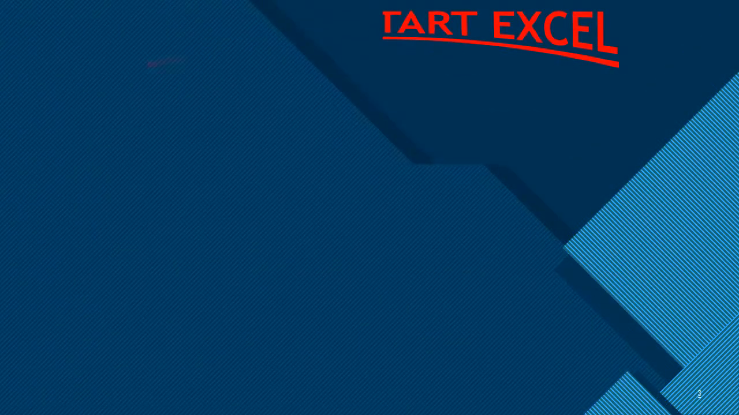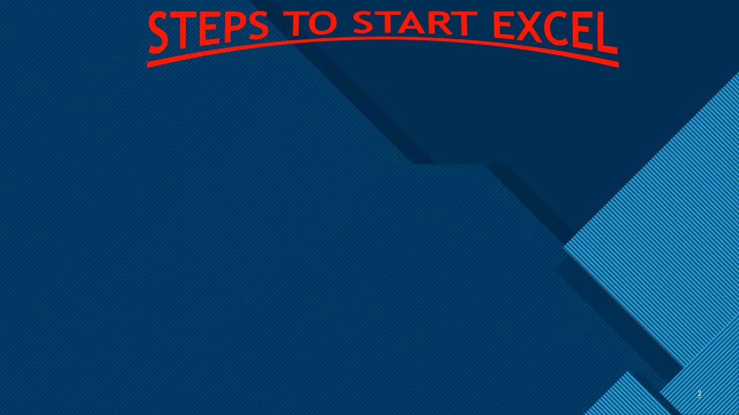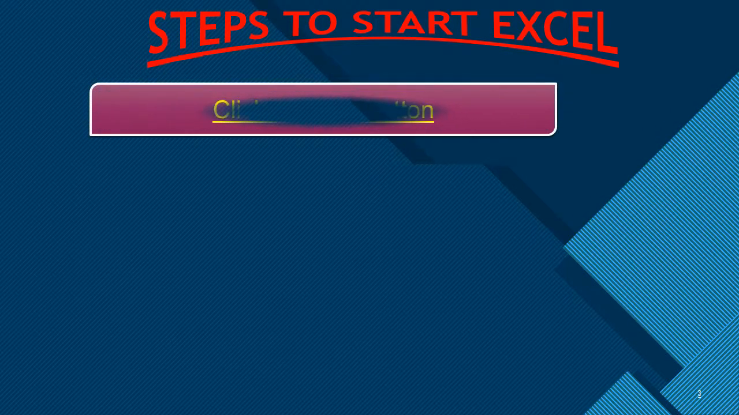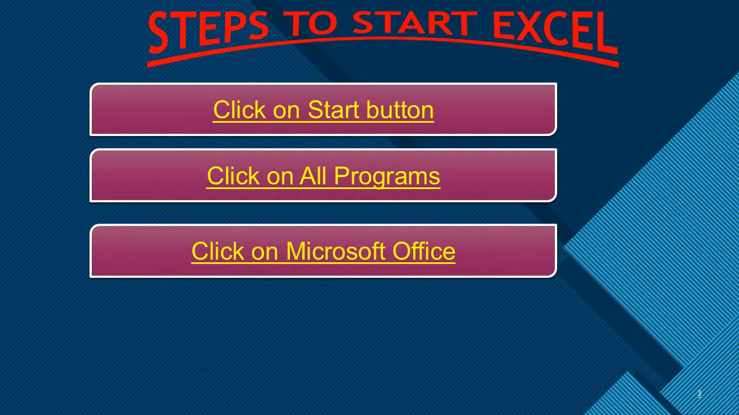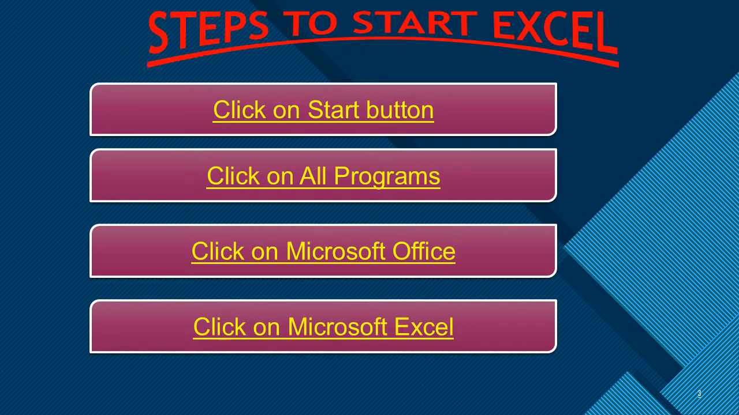Now let's learn how to start MS Excel. In order to start Excel, you have to follow some steps. So let's learn the steps. First one is you have to click on the Start button. After clicking on Start button, click on All Programs. As you click on All Programs, you have to select the Microsoft Office option by clicking on it. Then finally, you will click on Microsoft Excel. As you click on this option, the Excel window appears on your monitor screen.